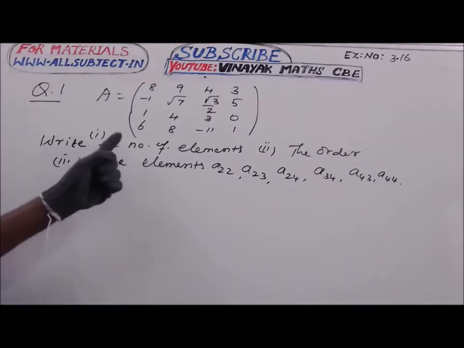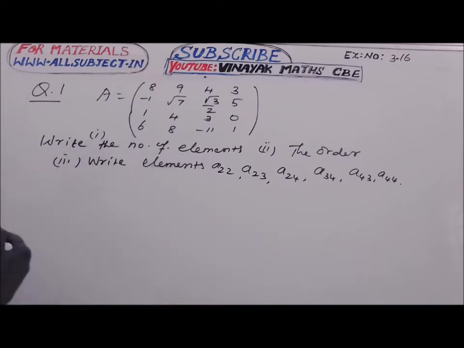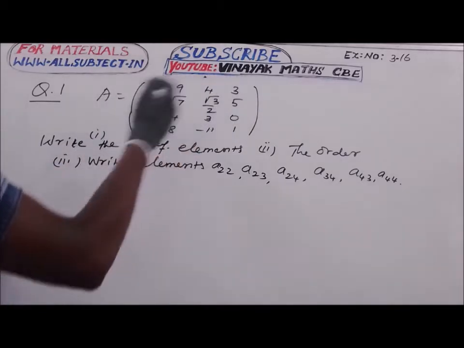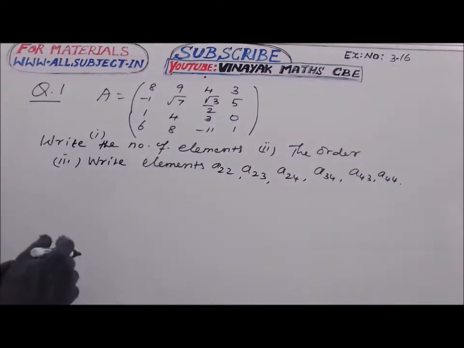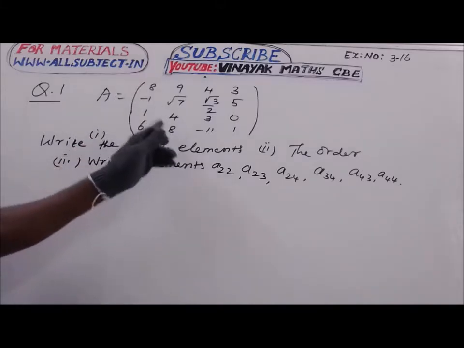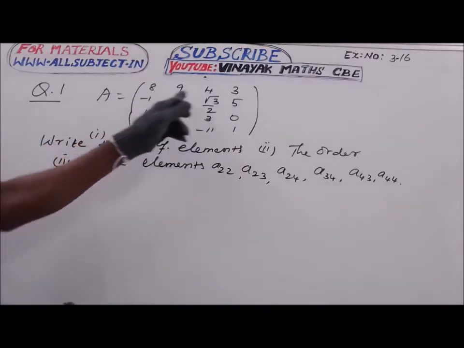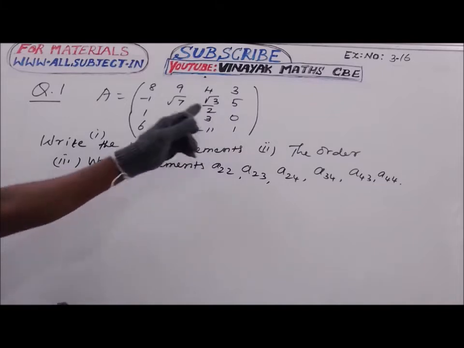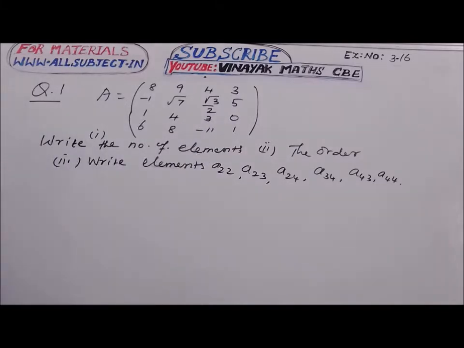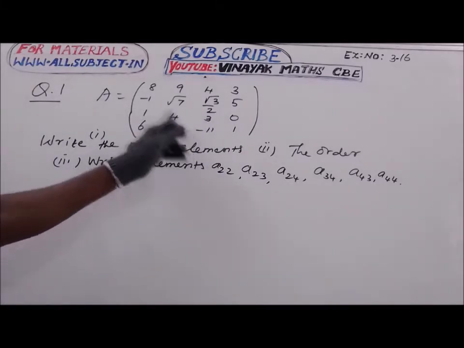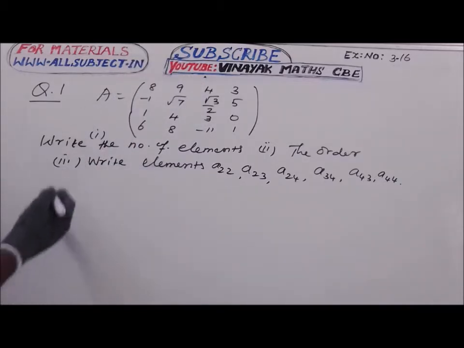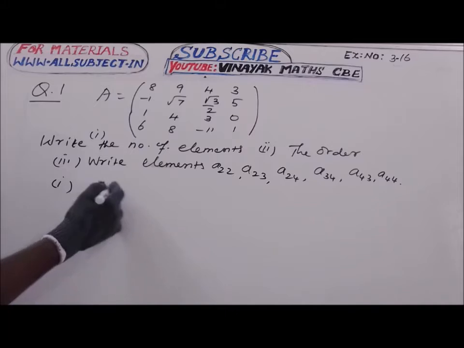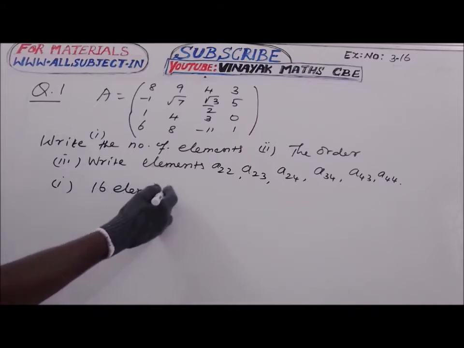The first one is the number of elements. It has 4 rows and 4 columns. So 4 into 4 equal to 16 elements. So we have 16 elements in it: 1, 2, 3, 4, 5, 6, 7, 8, 9, 10, 11, 12, 13, 14, 15, 16 elements. Because it is of order 4 by 4, it has 4 rows and 4 columns, 4 into 4 equal to 16 elements. For the first subdivision, it has 16 elements.